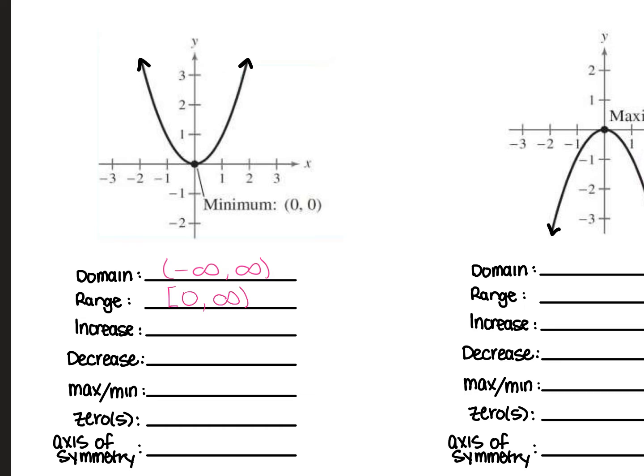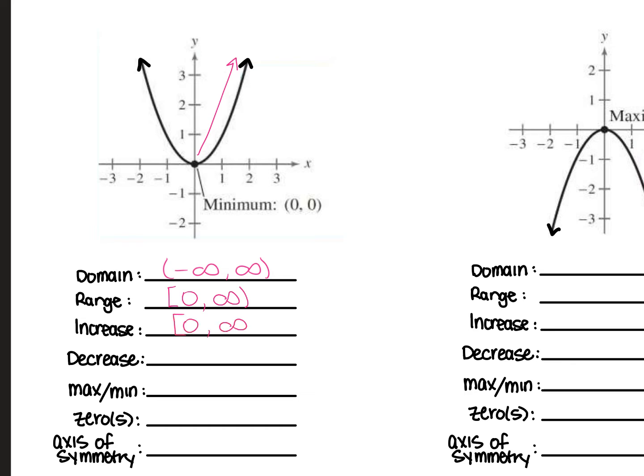From here, we're going to look at increase and decrease. From left to right, you are increasing from 0 all the way to the right. It never ends. It keeps going up and to the right. So that means that you are increasing from 0 to infinity.